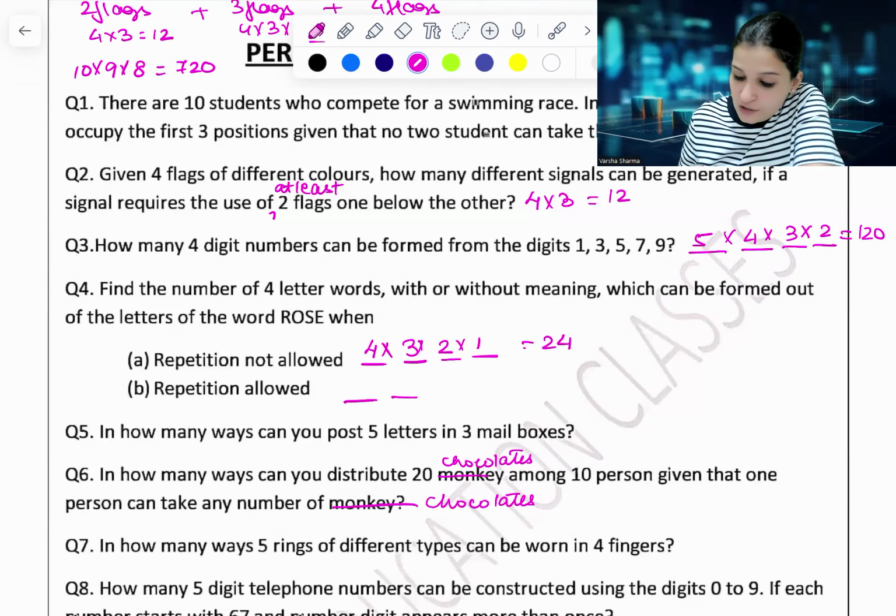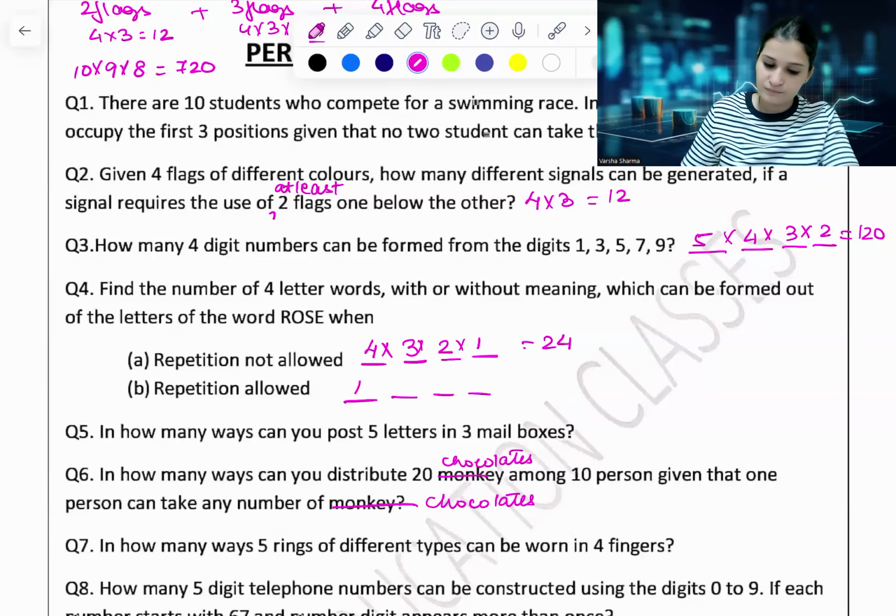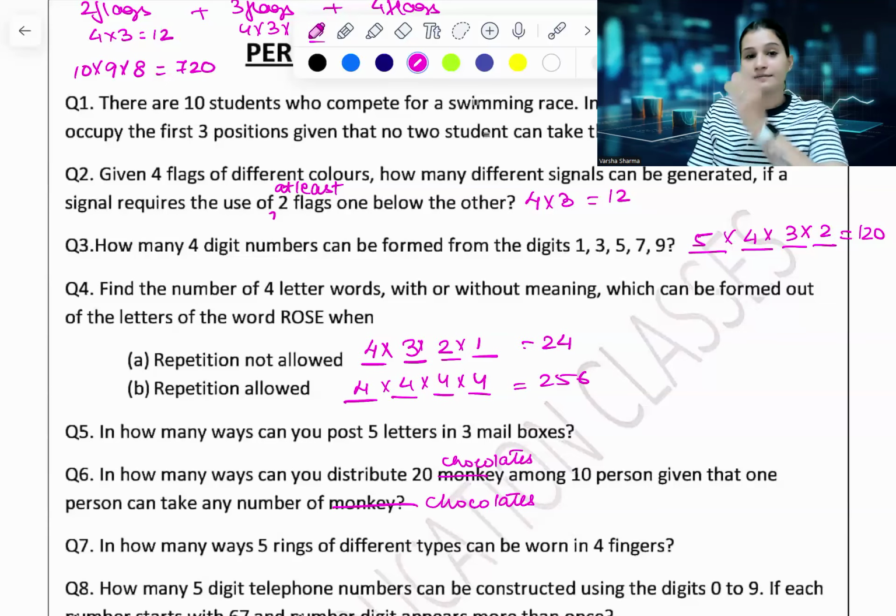And if repetition is allowed, that means I can use one letter any number of times. In that case, 4, 4, 4, 4, so 4 power 4, which is 256.